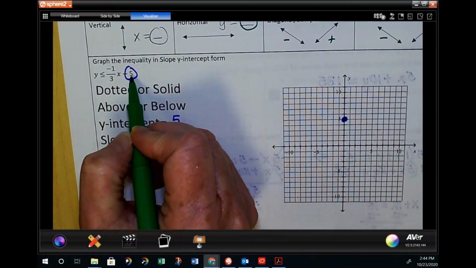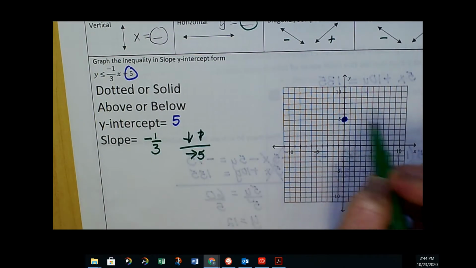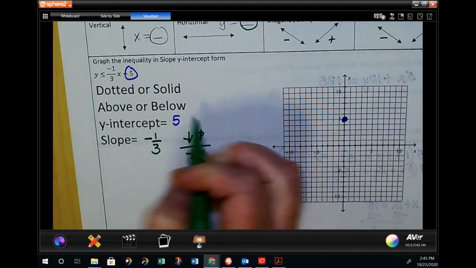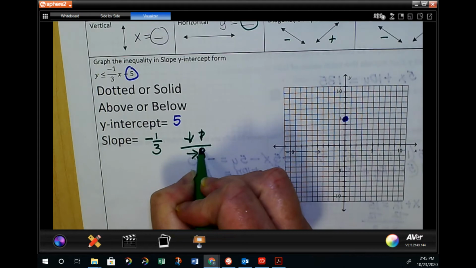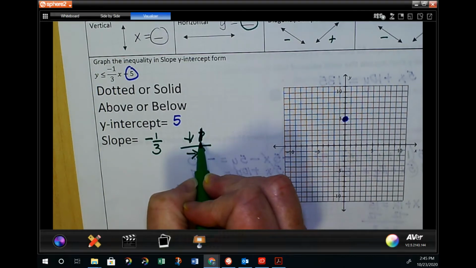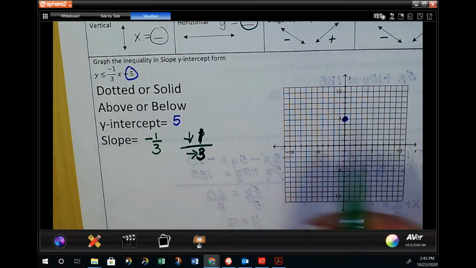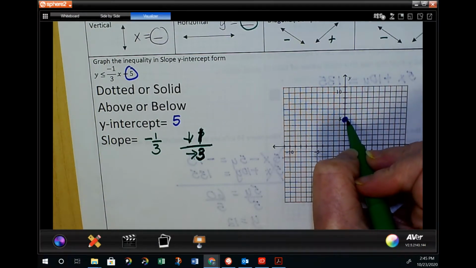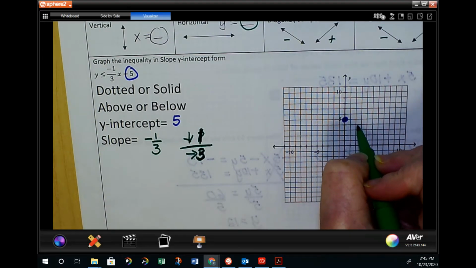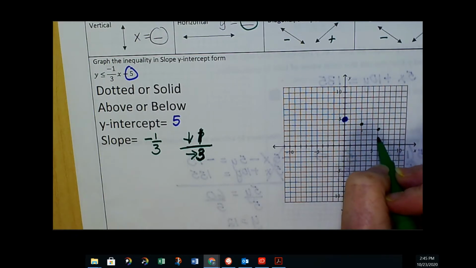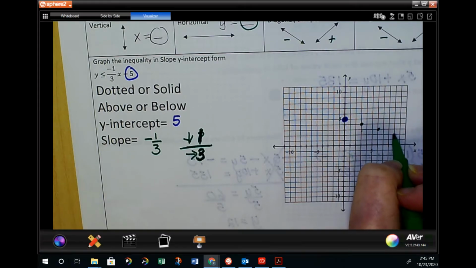And your y-intercept is positive 5. So I've graphed the point at positive 5, and then our slope is negative 1/3, and this should be a 3, not a 5. So negative 1/3. That means I'm going to go down 1 and to the right 3. So we started at my y-intercept at 5, down 1 and to the right 3, down 1 and to the right 3, down 1 and to the right 3.